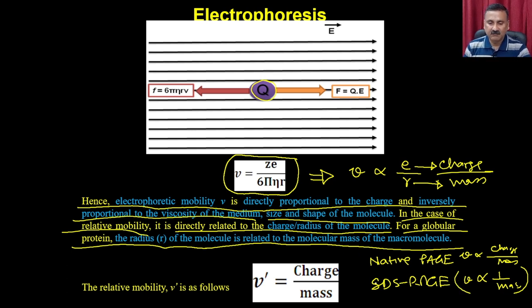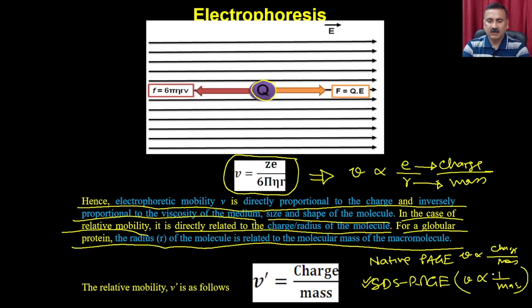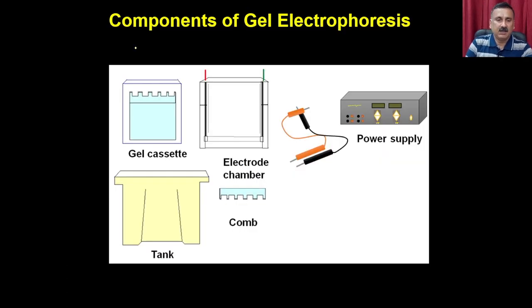So this is very, very important, because it separates the molecules based on mass, and that's how you can very precisely predict the mass of a particular protein by looking at the pattern. What we are discussing here is SDS-PAGE. We are not discussing native PAGE, because most Western blotting procedures do not involve running a native PAGE. Now, what are the things required for running the electrophoresis?